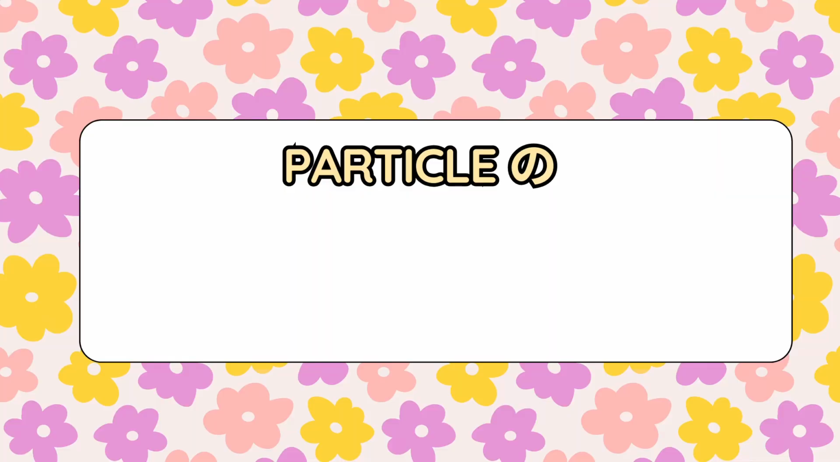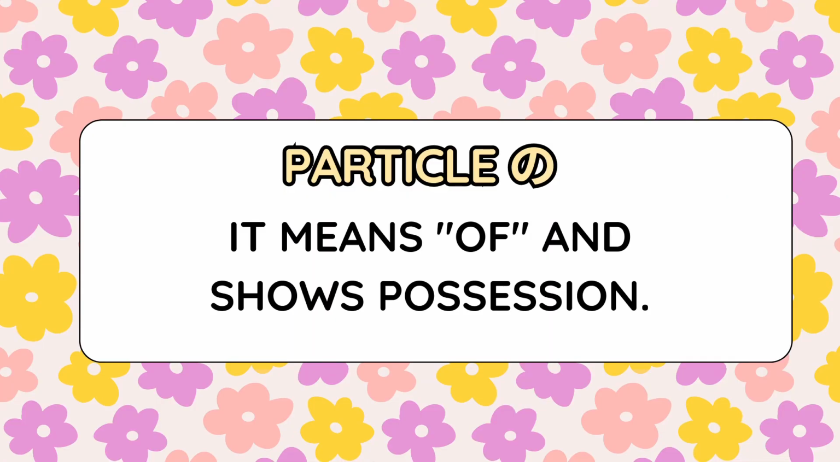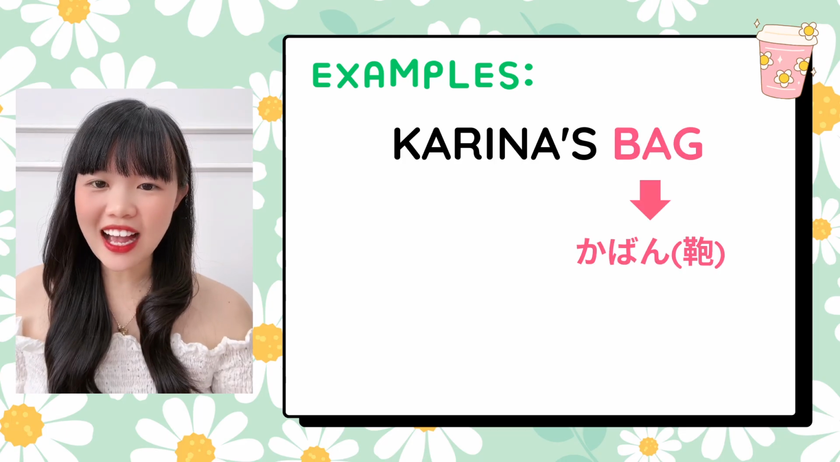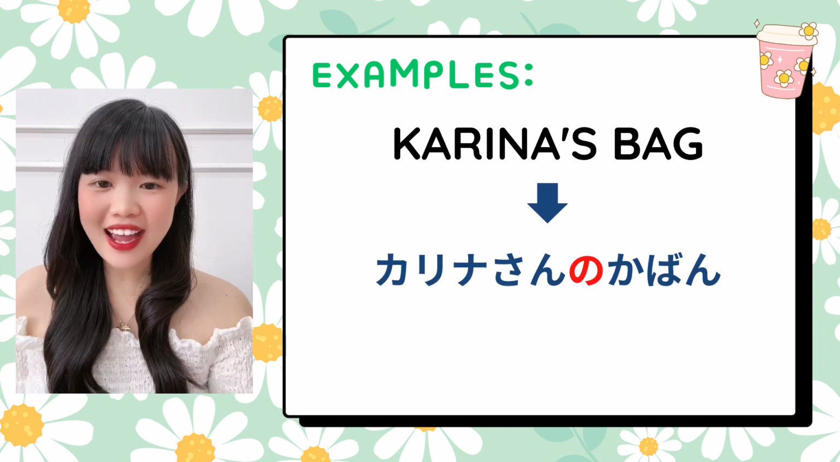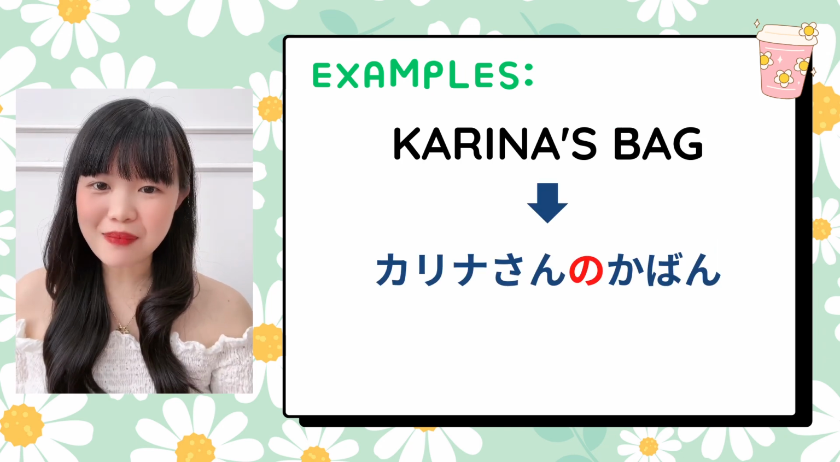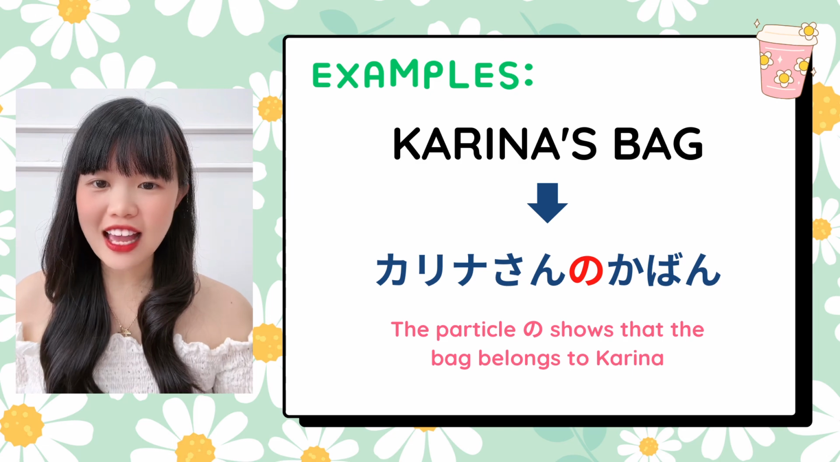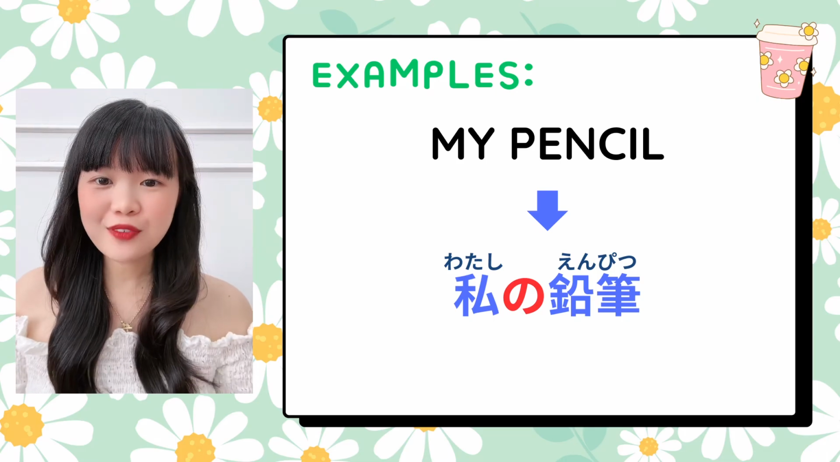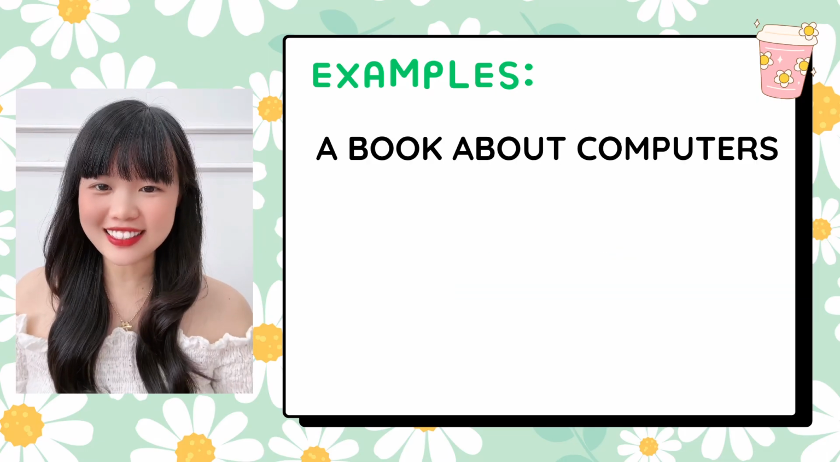Okay, let's move on to the particle no. It means of and shows possession, such as Karina's bag. Bag in Japanese is kaban. So Karina's bag is Karina-san no kaban. The particle no shows that the bag belongs to Karina. The particle no always comes between two nouns. My pencil would be watashi no enpitsu.